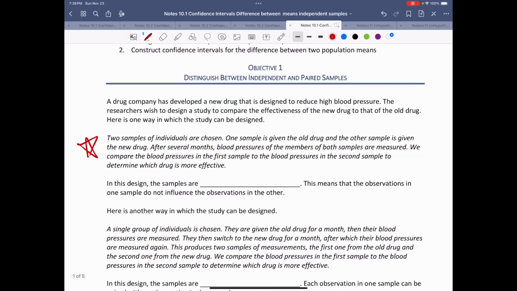In this one, 2 samples of individuals are chosen. One sample is given the old drug and the other sample is given the new drug. After several months, blood pressures of the members of both samples are measured. We compare the blood pressures in the first sample to the blood pressures in the second sample to determine which drug is more effective. In this design, the samples are independent. This means that the observations in one sample do not influence the observations in the next. You've got 2 totally separate independent groups.